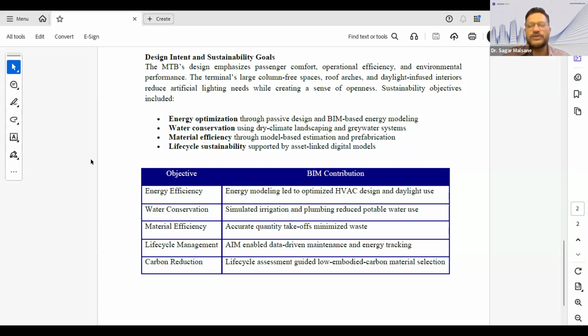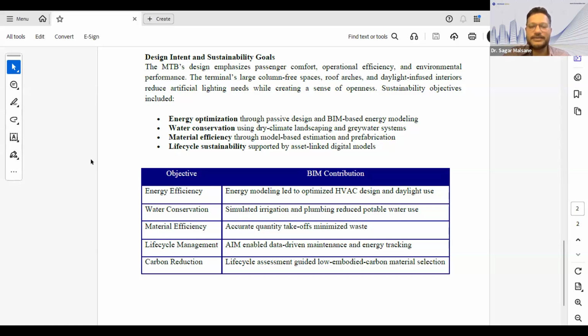Even now people have gone to an extent where they do asset tagging. That means every important asset or every important component in your project is being tagged. So you have complete information about that particular component within your building in your computer, so that you can make a lot of informed decisions.